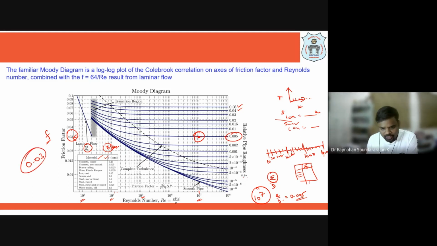I repeat how I am getting the value. I have calculated Reynolds number by using rho, V, D and mu values. I get Reynolds number equal to 10 power 7, and my particular material has an epsilon by D value of 0.005. So from the x-axis, I draw a vertical line up to the epsilon by D value. Here I draw a horizontal line where it intersects, a line parallel to the x-axis, and where it intersects the y-axis gives me the friction factor value. That friction factor value you will make use of in the Darcy equation, which we have seen here.